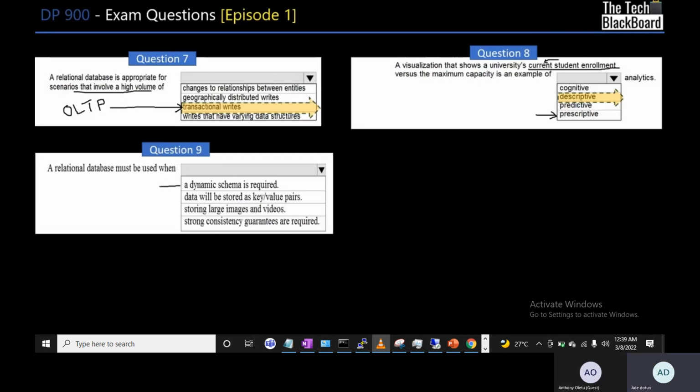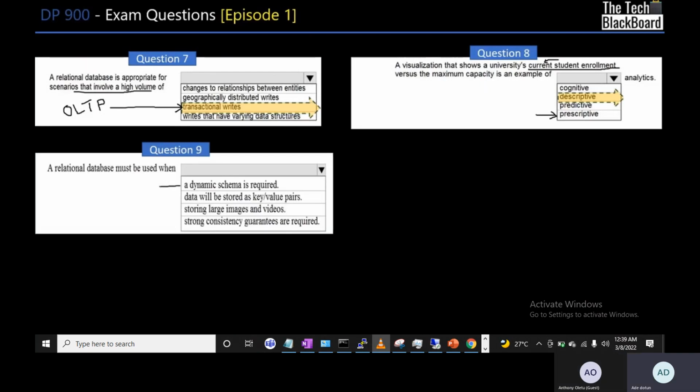The relational database must be used when data will be stored in key and values. That's non-relational. Storage, image, video. Consistent guarantees are required. Consistent dynamic schema. It should be dynamic schema.